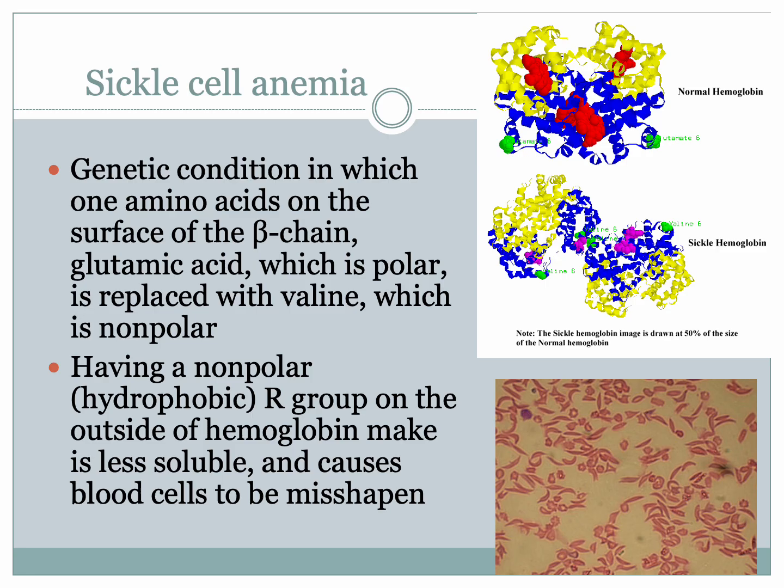Sickle cell anemia is a genetic condition in which one amino acid on the surface of the beta chain, the glutamic acid, which is a polar molecule, is replaced with a valine, which is nonpolar. Having that nonpolar or hydrophobic R group on the outside of the hemoglobin makes it less soluble, and this causes the blood cells to have the wrong shape.